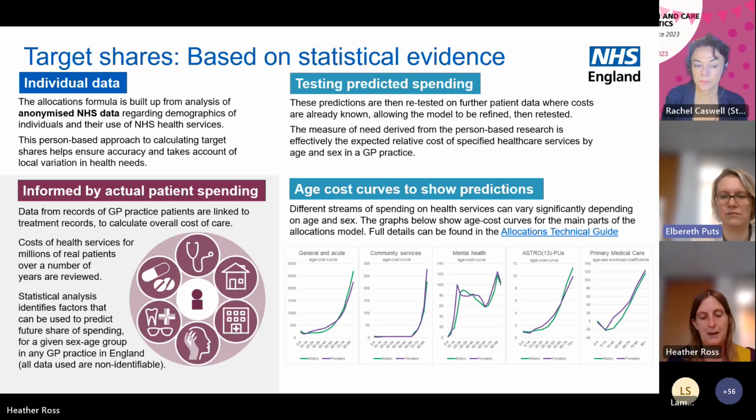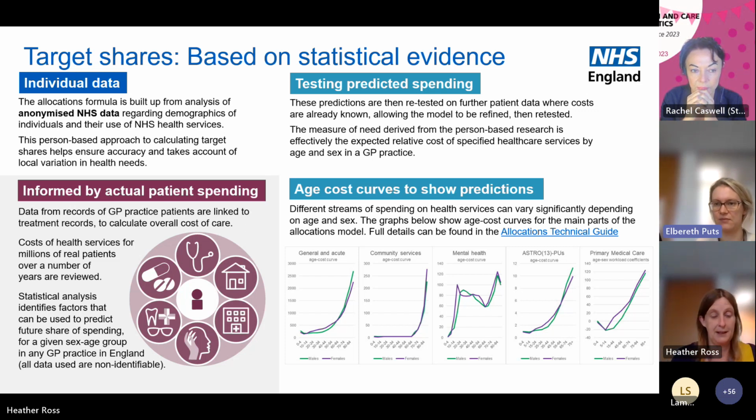So as I've said, the allocations are based on a series of statistical models that identify factors that can predict future spending on health services. So the starting point for the majority of our models is utilisation, as measured by the cost of healthcare that's been delivered for particular services for the registered population. So we'll take a cohort of the whole registered population. For a financial year, we will identify the cost of providing healthcare for a particular service, whatever we're modelling at that point, over that period of time, and link it into that cohort.